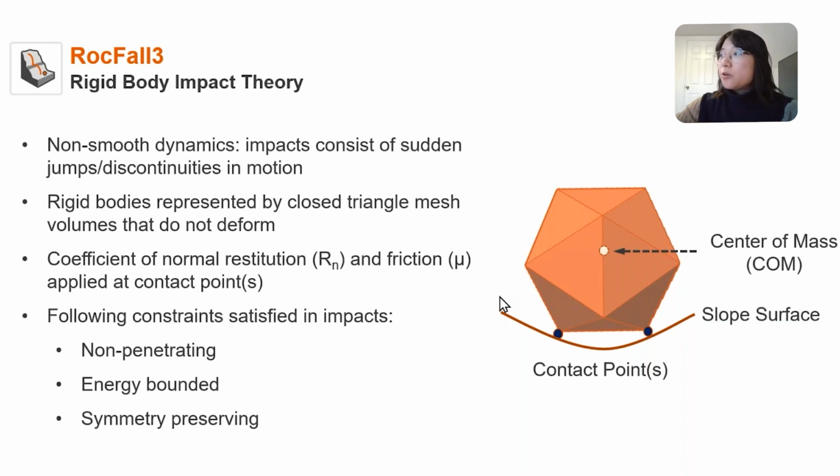There could be multiple contact points, meaning that impacts can be influenced by multiple materials. And damping is applied at these contact points through the coefficient of normal restitution and dynamic friction. The impacts also satisfy constraints in non-penetration, energy conservation, and symmetry preservation. The last one simply means that any symmetry entering an impact is preserved with symmetry exiting an impact.